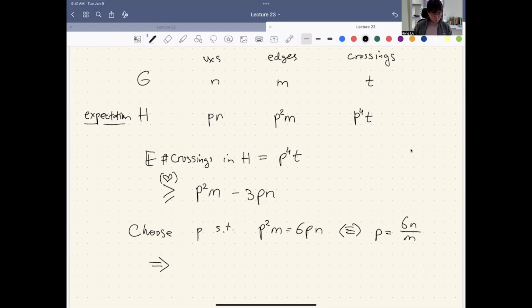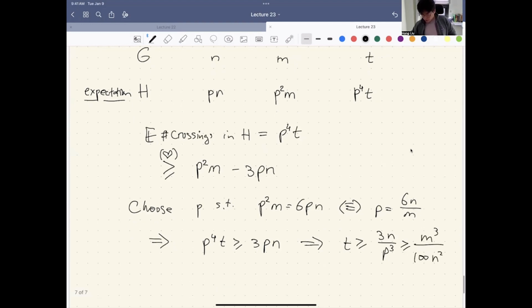In this way, we have p to the 4 t is at least 3pn, right? Which implies, after some calculation, t is at least 3n over p to the 3. And this, if you compute it, is the bound that we want.